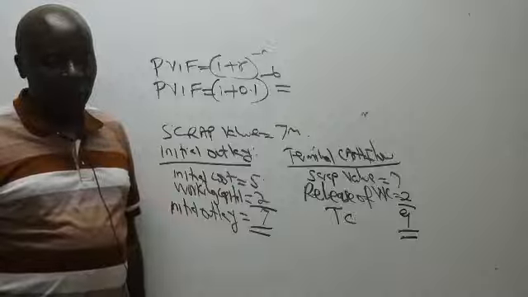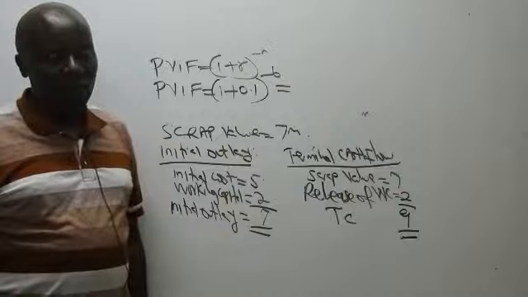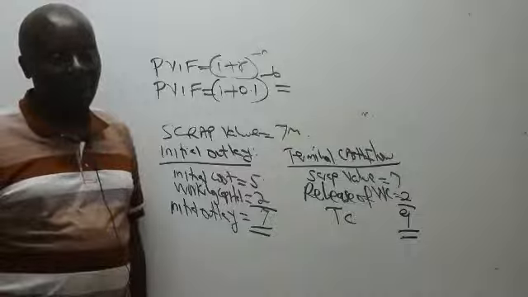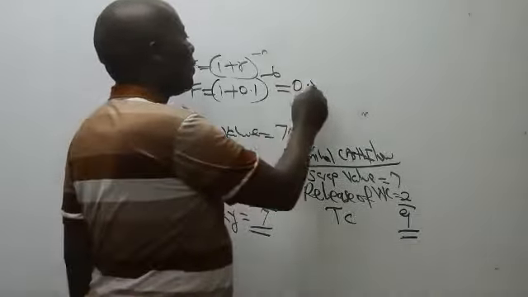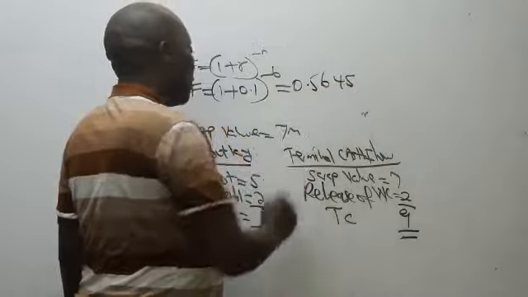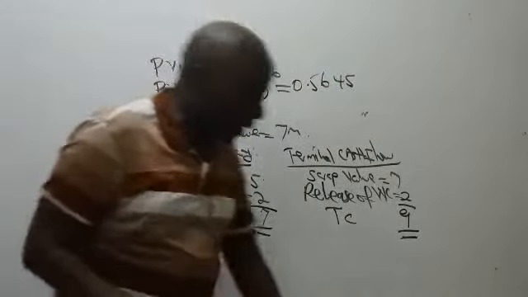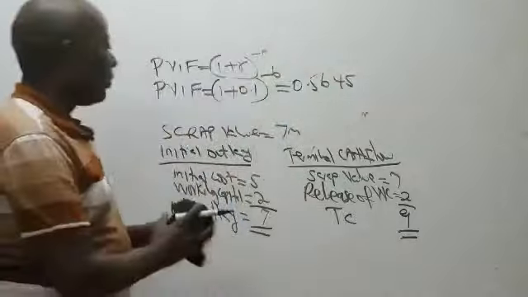1.1 raised to minus 6. That will give us what figure? Somebody there, please assist. 0.5645. Thank you very much. In the same breath, I want PVFA.